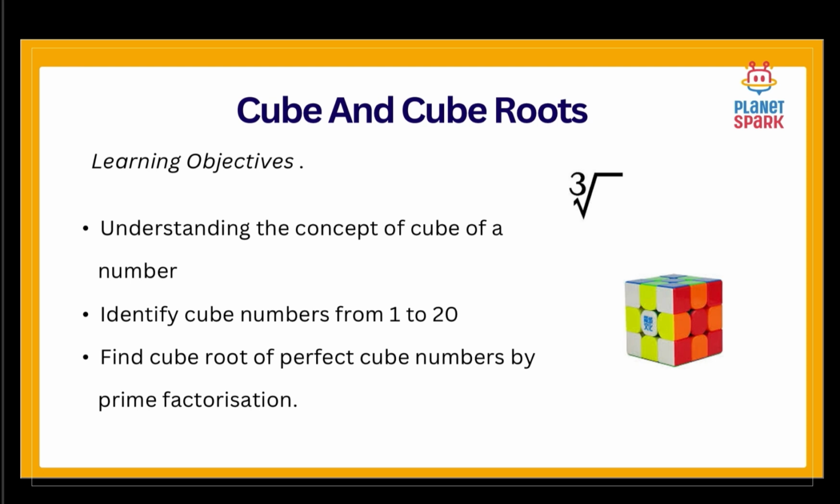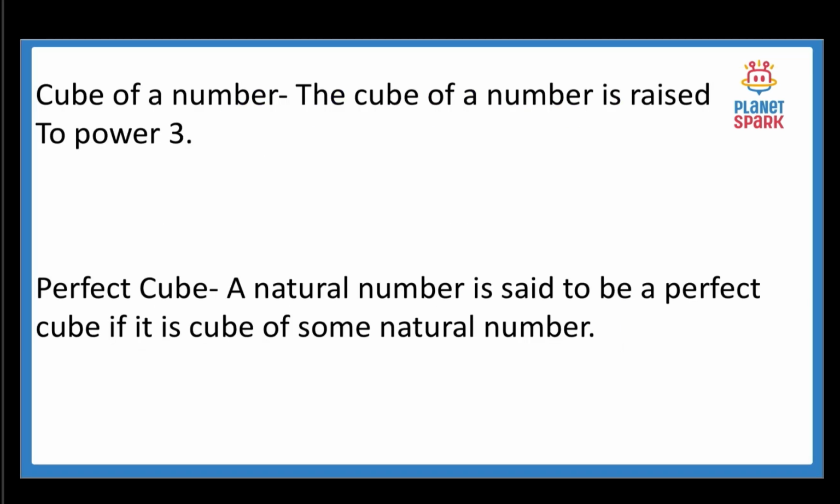In today's video, we'll understand the concept of cube of a number and find out cube root by prime factorization. Cube of a number: the cube of a number is the number raised to the power 3. Any number, if multiplied 3 times by itself, is its cube. A raised to the power 3, or A cube, is A into A into A.